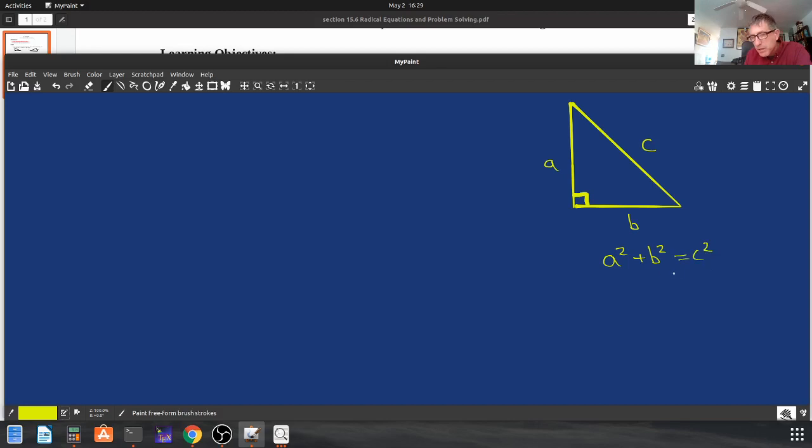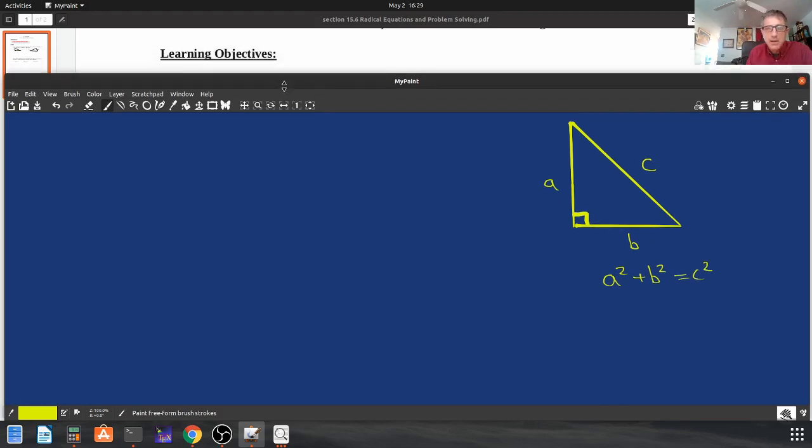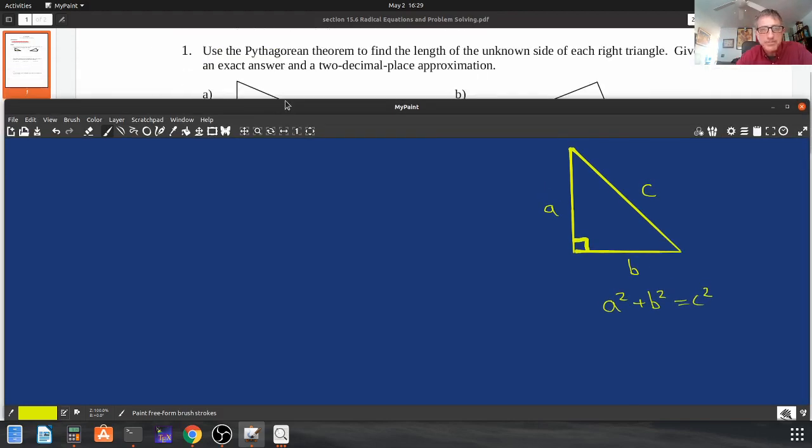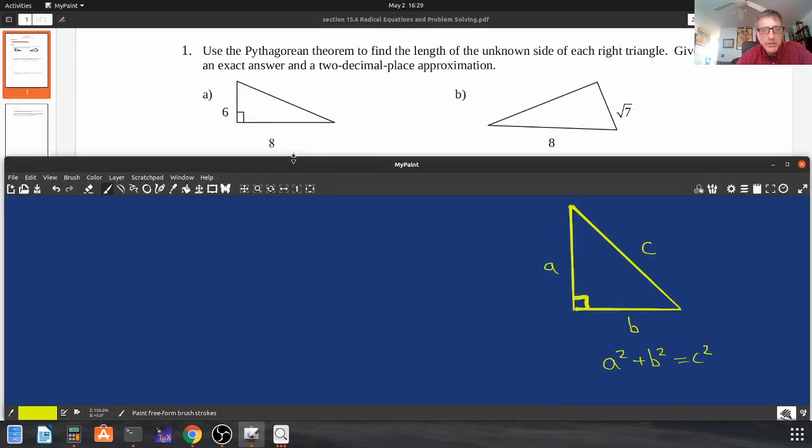This theorem has been known for thousands of years in humanity. The history of this is interesting. At any rate, that's what we're going to be using to solve some problems. So let's just solve some. So here we have a right triangle, and this is 1A. And we want to find the length of the remaining side, which is c.